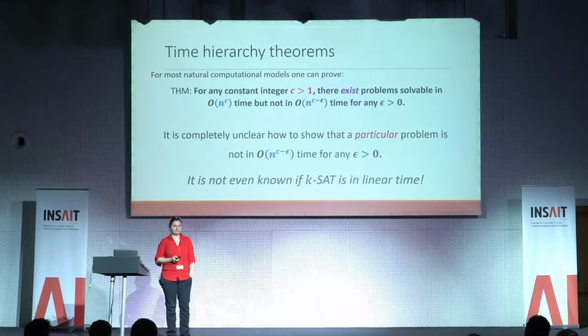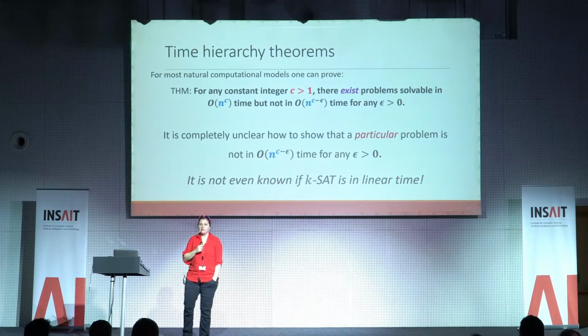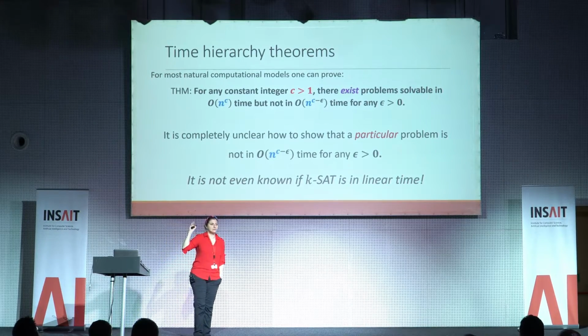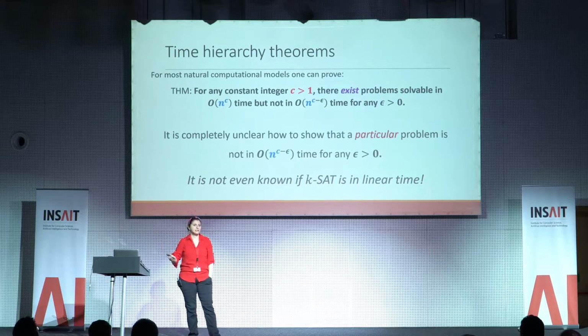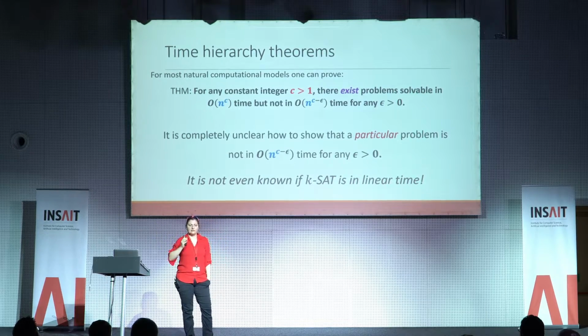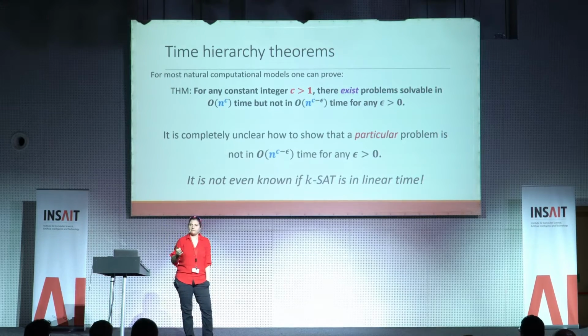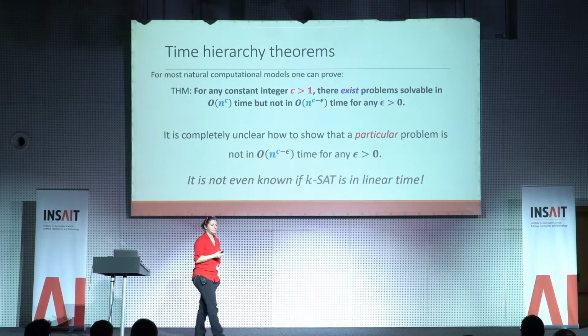Traditional hardness. Here's one sort of hardness we know how to prove. Fix any computational model you like, Turing machine, random access machine, whatever. Usually we can prove a theorem of this form. There exist problems that can be solved in n to the c time, but provably do not have a faster algorithm. n to the c is the correct running time for these problems.